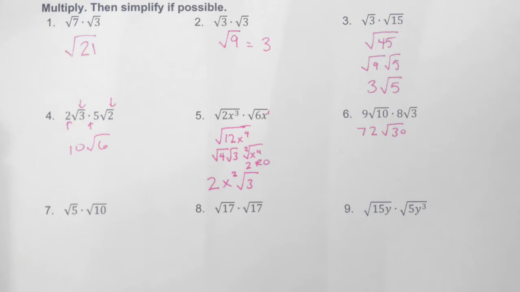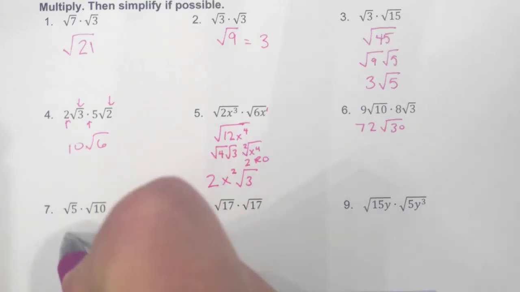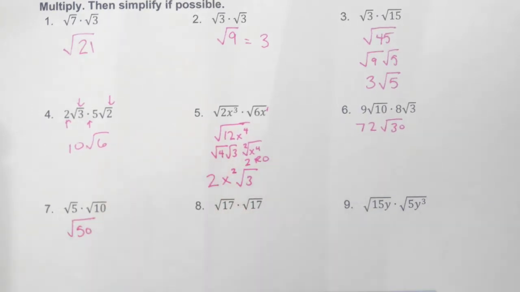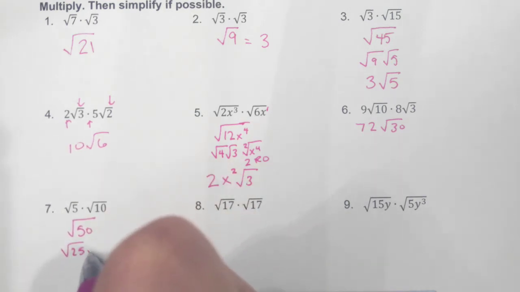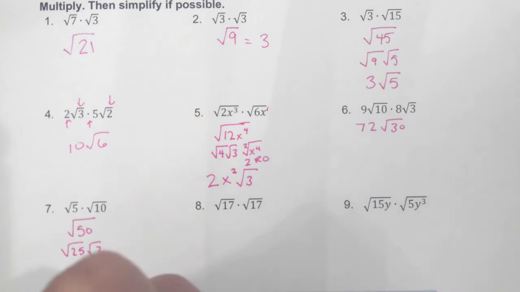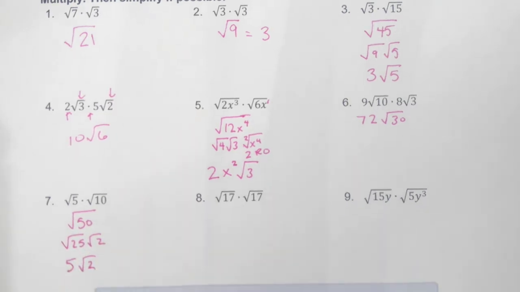Okay, let's look at number 7 there. 5 times 10 is 50. 25 divides that, so that would be 25 times 2. So that's 5 square roots of 2 when simplified.